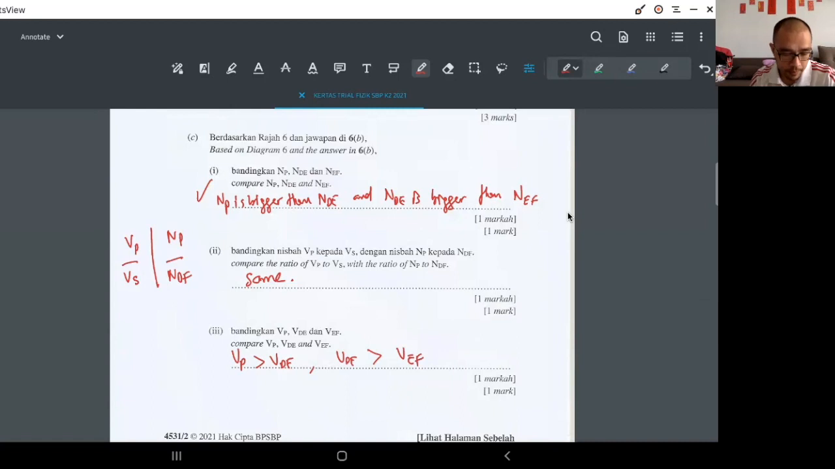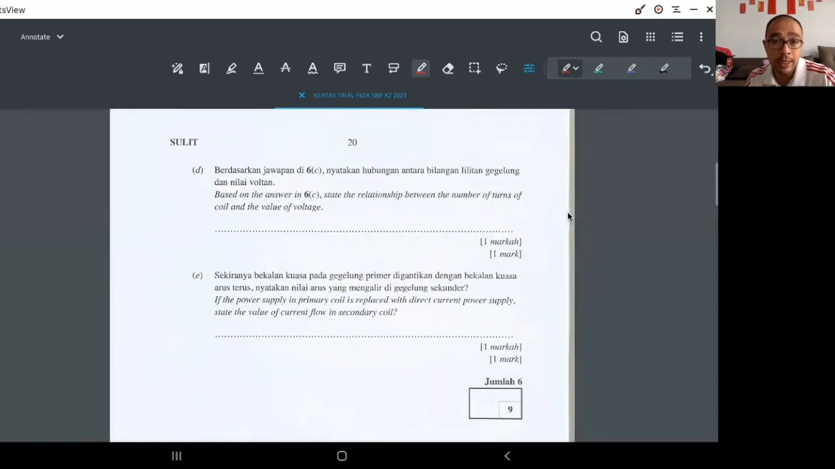Okay. Now, based on your answer in 6C, state the relationship between the number of turns of the coil and the value of the voltage. The relationship is pretty much the same now. The bigger the number of turns, the bigger the voltage. So number of turns bigger, voltage also bigger.